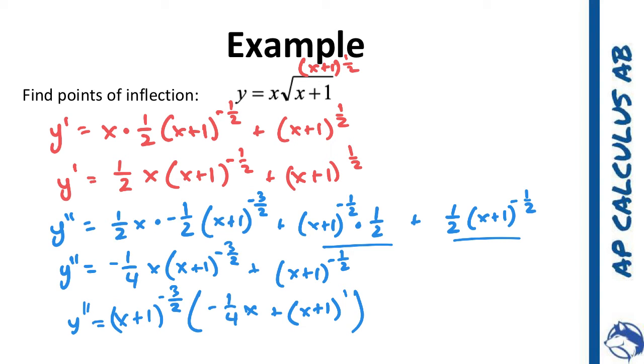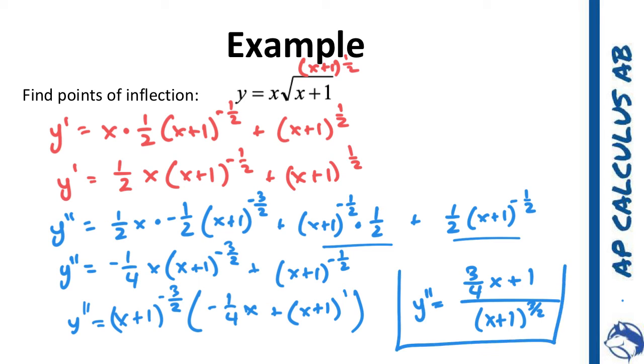So if I rewrite this one more time, I'm going to rewrite it over here, y double prime is equal to, I'm going to write that chunk on the bottom now, it is negative 1/4 x, but then if I add an x to it, I'm going to get a positive 3/4 x plus 1 over x plus 1 to the 3/2.